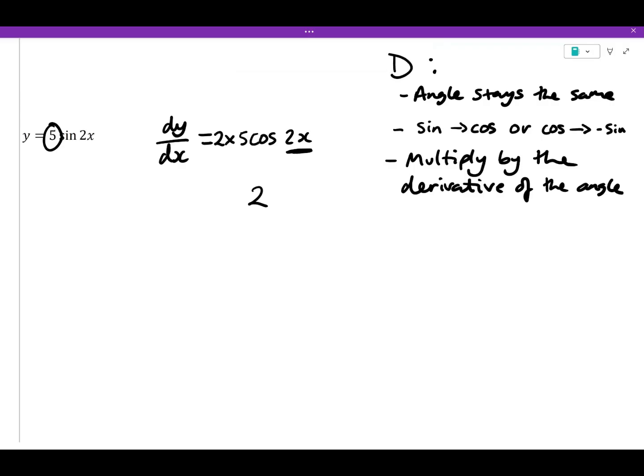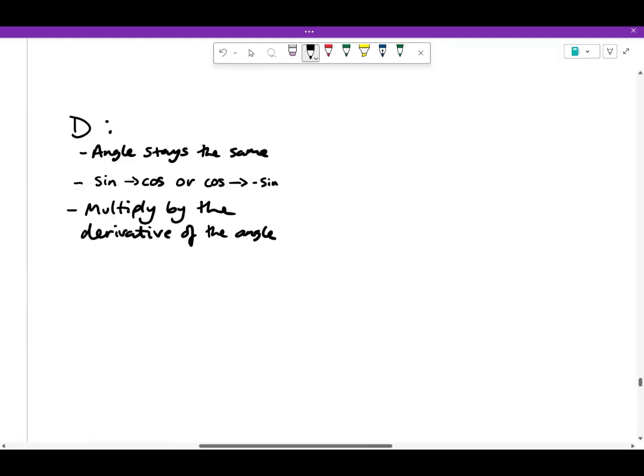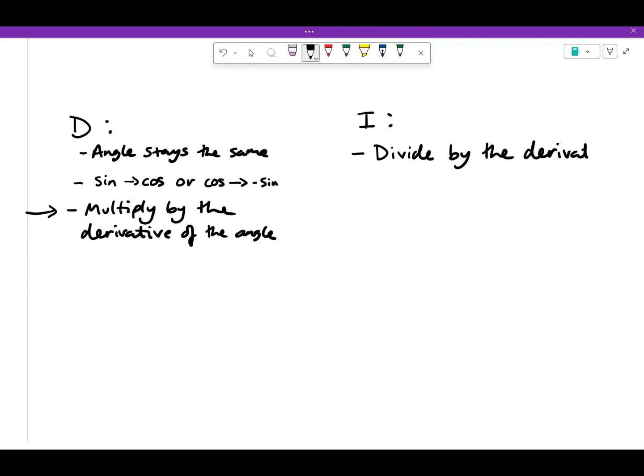Now we need to do the inverse: integrate. So let's consider what we need to do. I've got my steps. Let's write I for integrate, and let's start with my bottom step and do the inverse. So it says multiply by the derivative of the angle. We're going to divide by the derivative of the angle. Then if we move one step higher, when we differentiate, sine goes to cosine. Therefore integrating, cosine is going to go to sine.